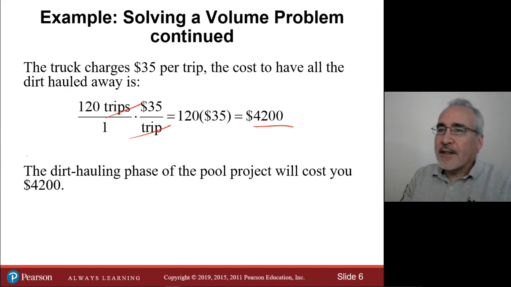So it's going to cost you $4,200 just to have the dirt hauled away.